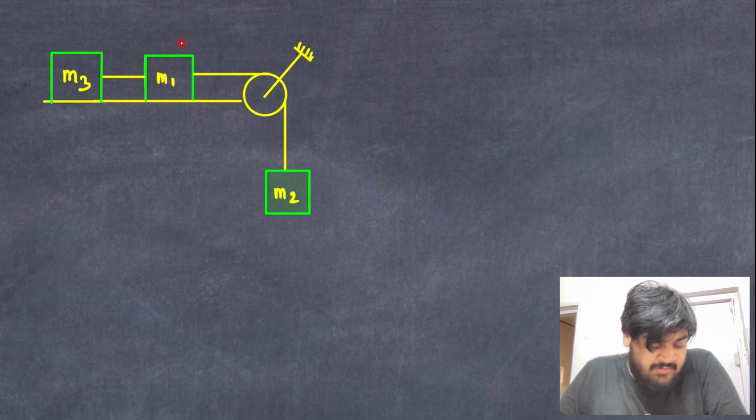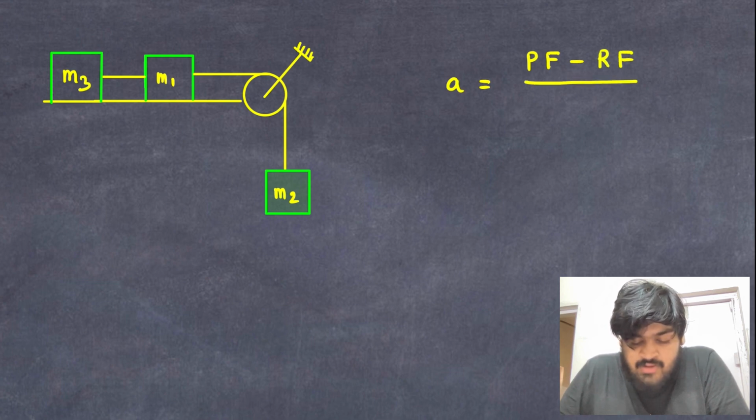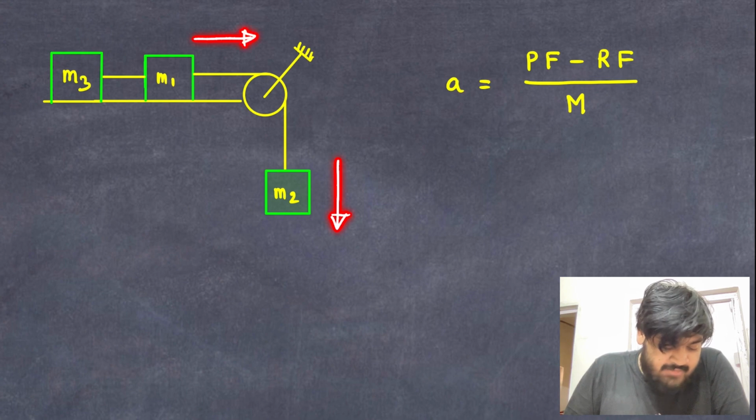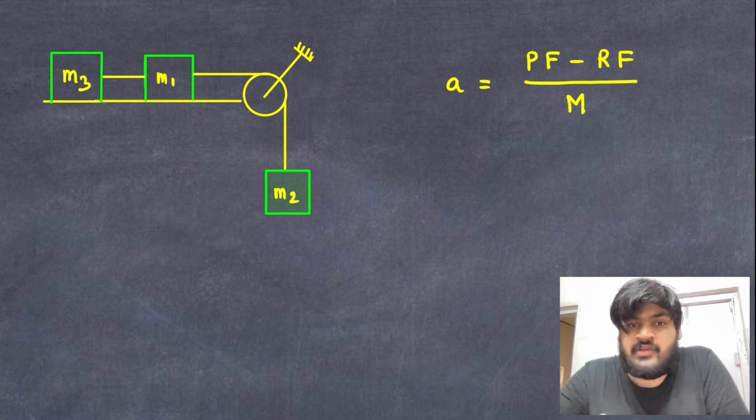Over here in this example we have three blocks m1, m2 and m3. So first of all, let us find the acceleration. Acceleration will be again total pulling force minus the total resisting force divided by the total mass, that is capital M. So over here you can see that as m2 is hanging vertically, it will move in this direction, right, and m1 will move in this direction and m3 will actually move in this direction, right. So that means as m2 is actually moving away from the pulley, right, m2 is moving away from the pulley, दूर जा रहा है, right.